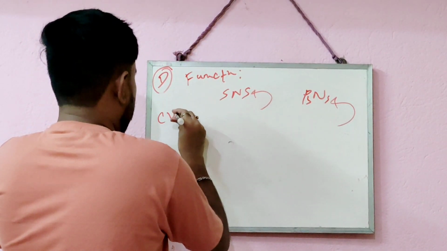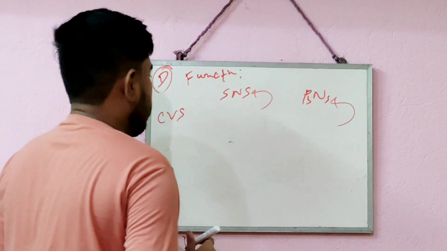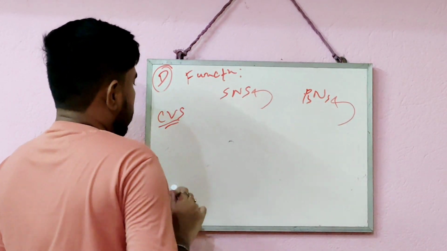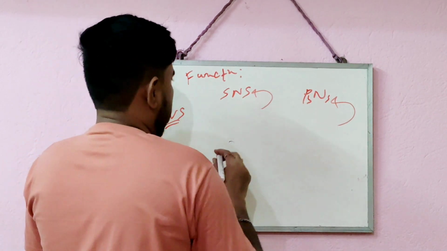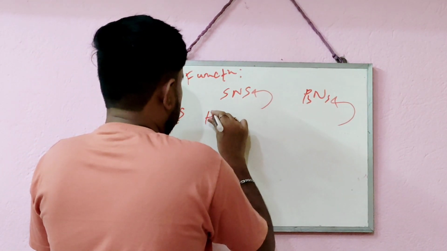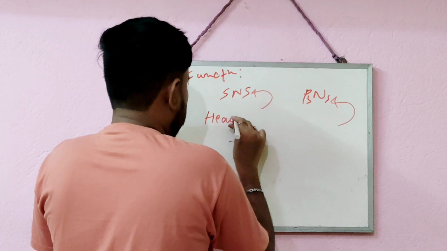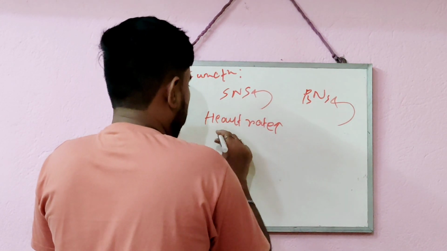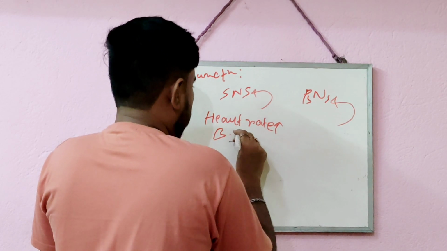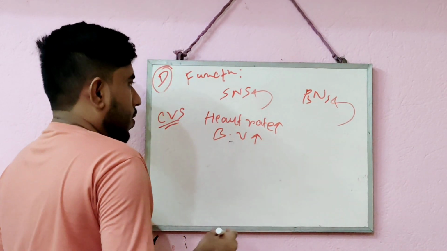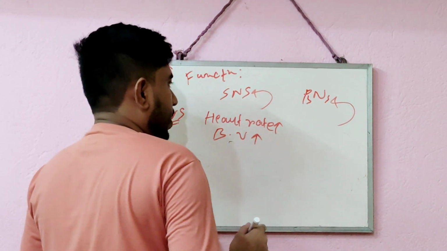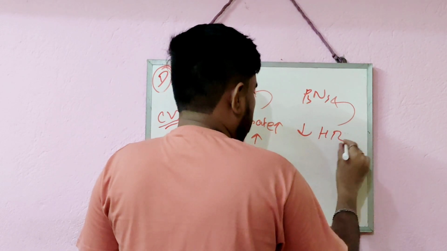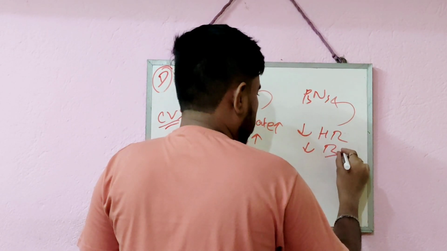So now CVS, how do the SNS and PSNS control the cardiovascular system or heart? The sympathetic nervous system generally increases the heart rate, and an increase of heart rate also increases the blood volume. In case of PSNS, the parasympathetic nervous system, it decreases the heart rate and decreases the blood volume also.